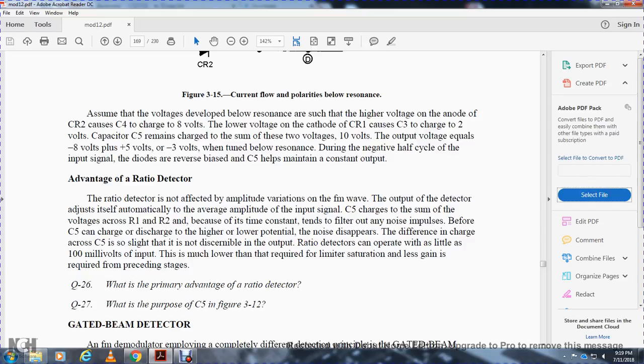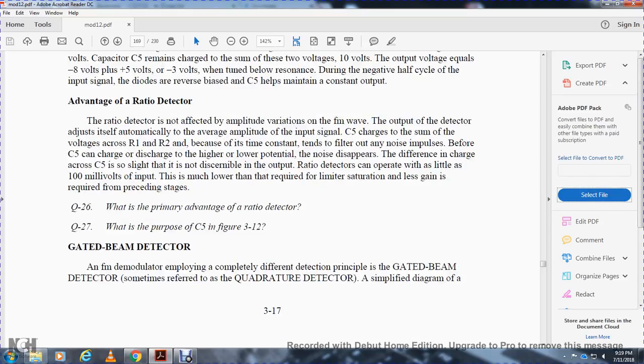The difference in charge of capacitor 5 changes slowly and is not discernible in the output of the ratio detector, which can be operated with as little as 100 millivolts. Less limiter saturation and less gain are required of the preceding stages.